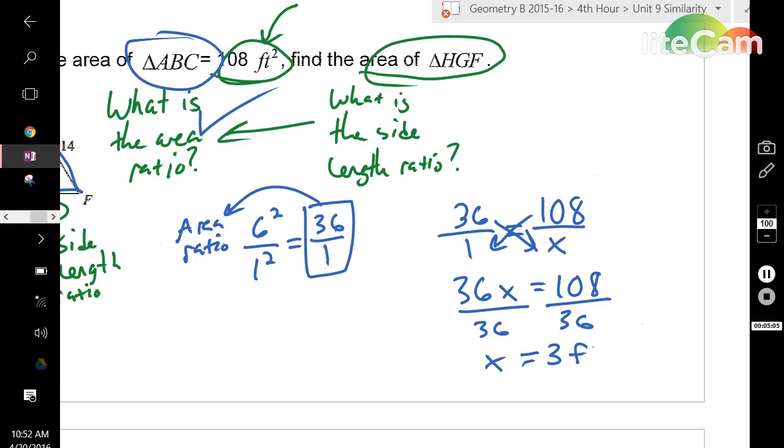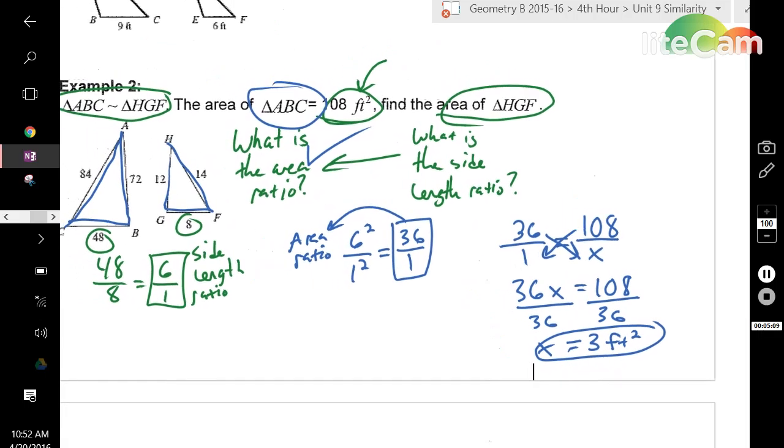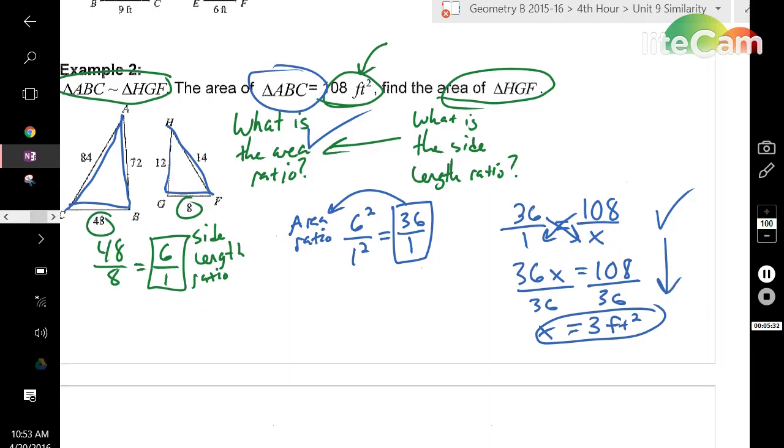That's 3 square feet for the area. So to recap, they asked you to find an area. In order to find an area, you need an area ratio. We don't have one of those. So we use the side length ratio that we know. We squared it to get 36 over 1. Then we use that area ratio to find a missing area with an area proportion. Just cross multiply and solve here, and you get 3 square feet.